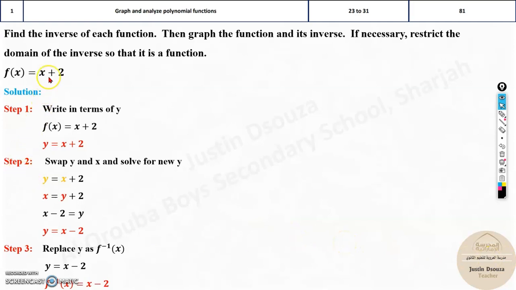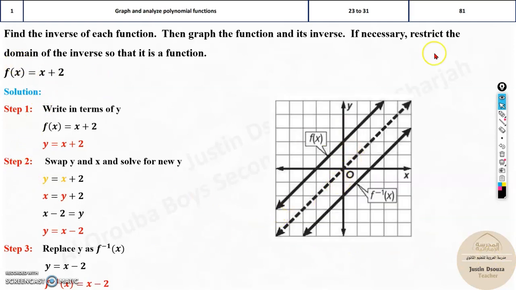Now if you're graphing this, you can see x plus 2 is over here, x minus 2 is over here. Now what things can you understand from this? One thing is, what is the inverse of plus? Inverse of plus is minus. So x plus 2 will become x minus 2. If it was 2x, it will be division. Multiplication becomes division.